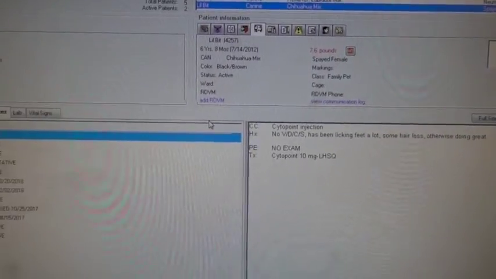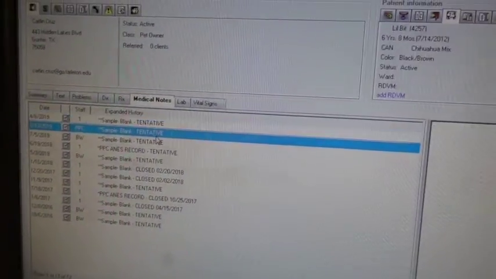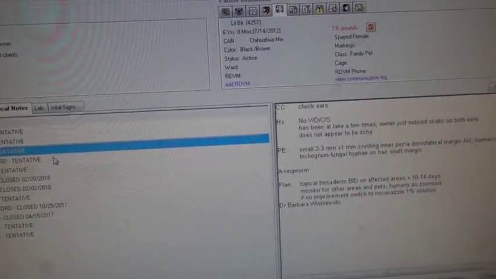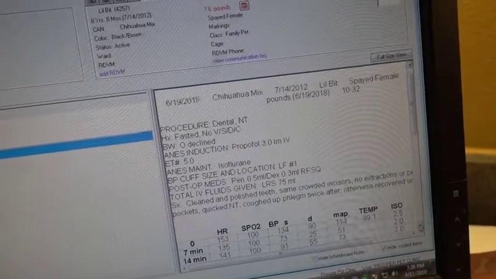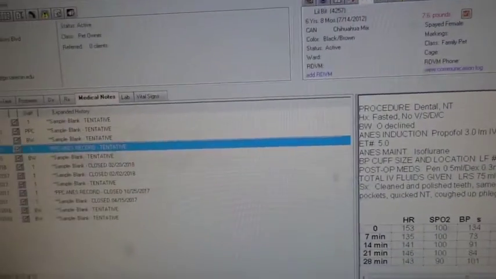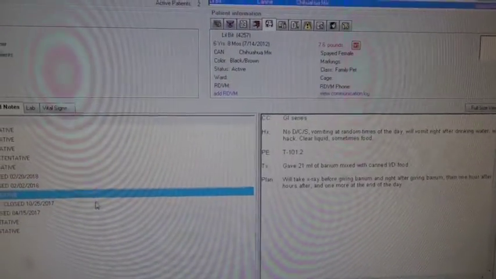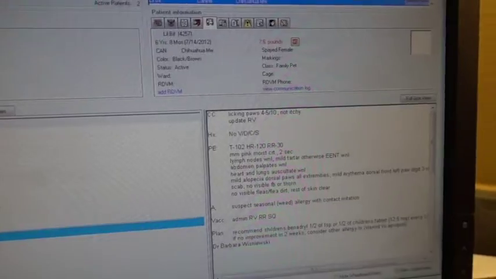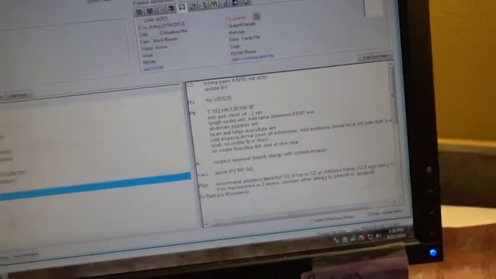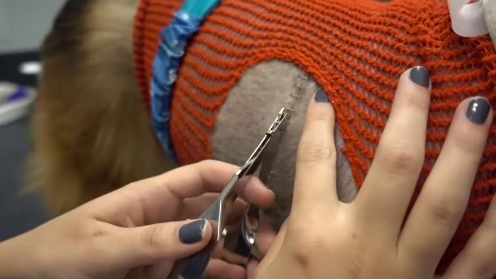So we can also look at all of this patient's previous medical records. We just click on medical notes, and it'll show us everything that they've been in here for. It'll show surgeries and dental procedures, if they come in just for vaccines, if they come in for an emergency, if they come in for annuals, sick reasons, that'll all show up over here.